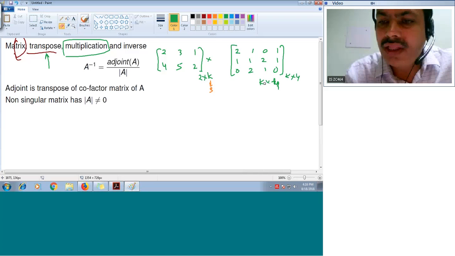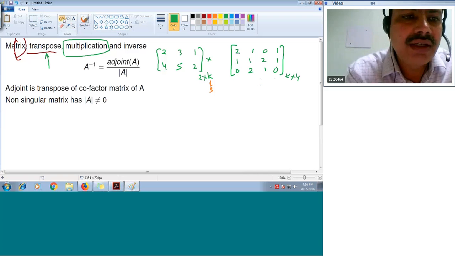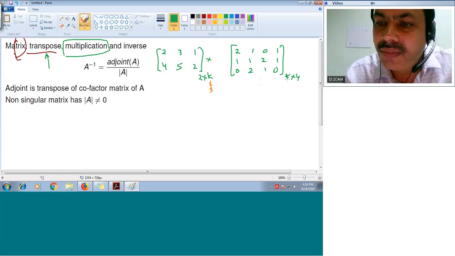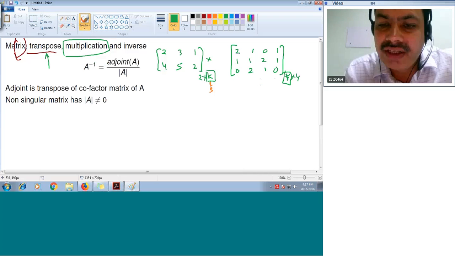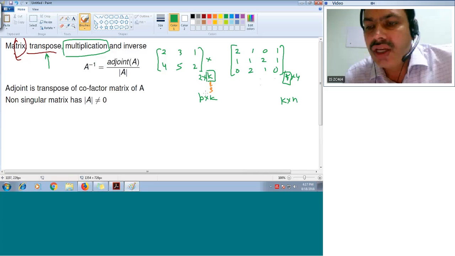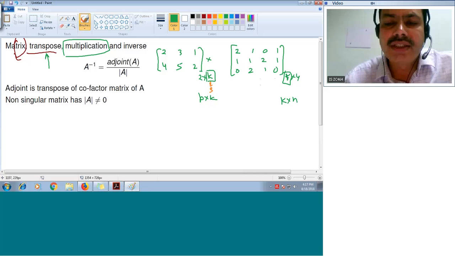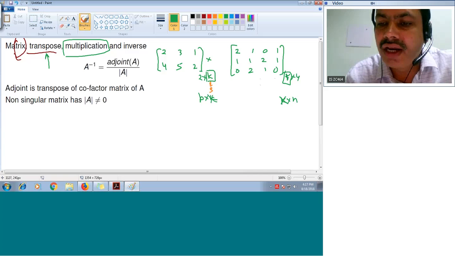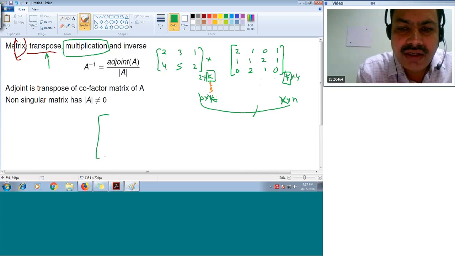You should know that when we want to multiply two matrices, the property is that this particular value should be the same. If the first matrix is p cross k, then the other matrix can be k cross n, where you can choose any number. Now let me tell you how the multiplication is done. Whenever you multiply, the k terms go away, and we get a p cross n matrix.